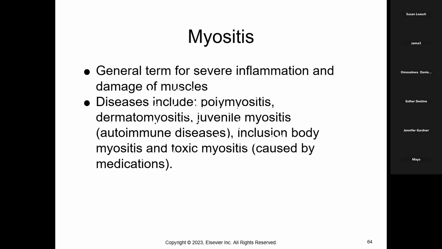Myositis, this is severe inflammation and damage of the muscles. So we have polymyositis, dermatomyositis, and juvenile. These clients are going to have difficulty with climbing stairs or lifting their arms. They'll feel tired after they stand or walk. They'll have trouble swallowing or breathing. Why? Because of the respiratory muscles. Muscle pain and soreness.